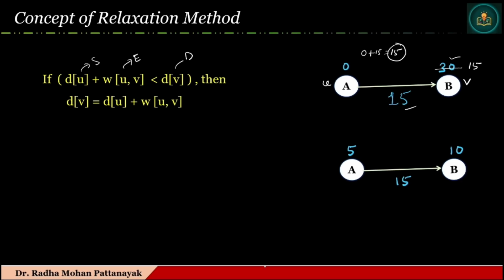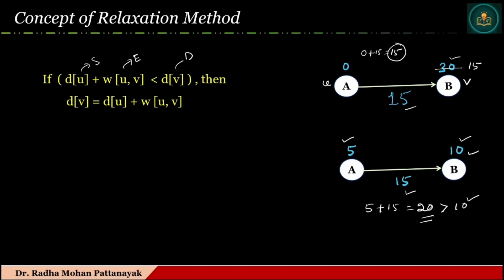Clear? Similarly, in the second example, between these two nodes A and B, the cost of A equals 5 and the cost of B equals 10 and the edge cost is given as 15. So if you apply the relaxation process on the edge A and B, then you will get 5 plus 15 that equals 20, which is greater than 10. Means the new cost of B is greater than its existing cost. Hence the cost value will remain the same here and it is 10. That is all about your relaxation process.